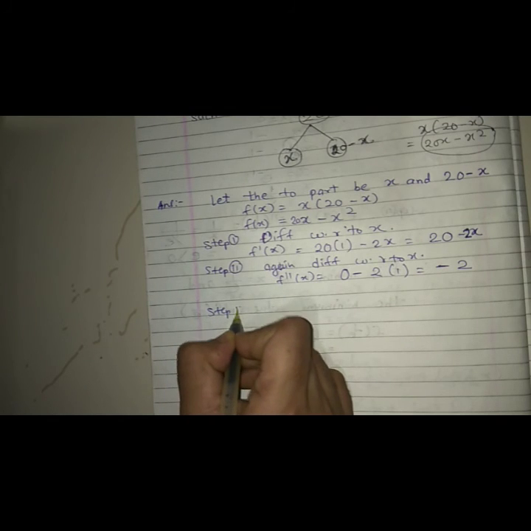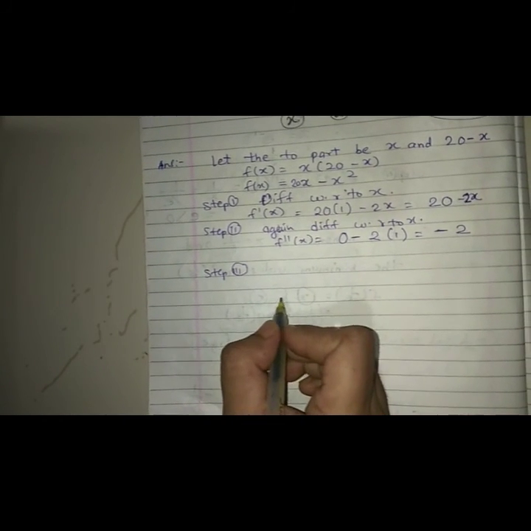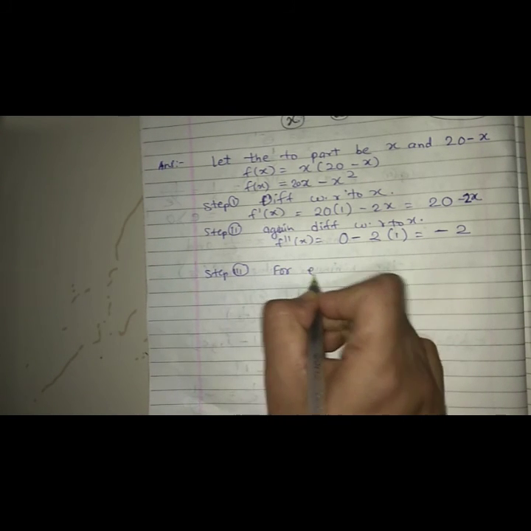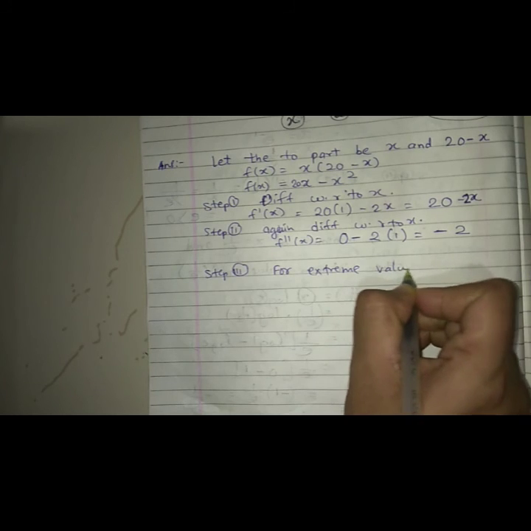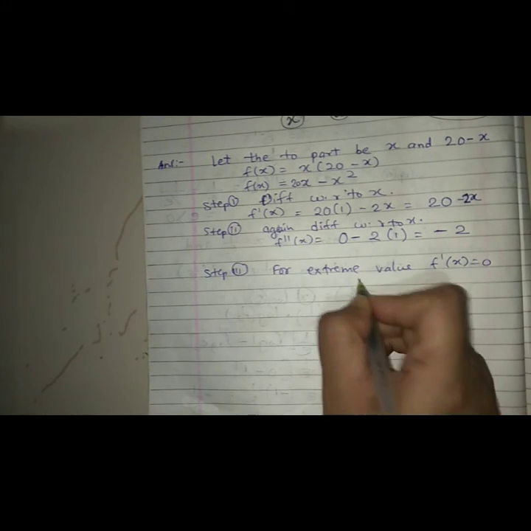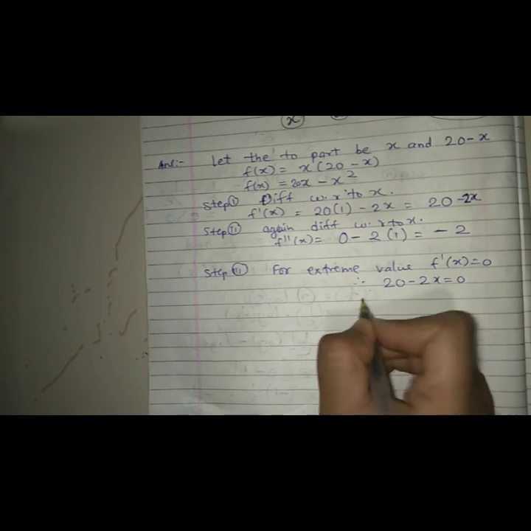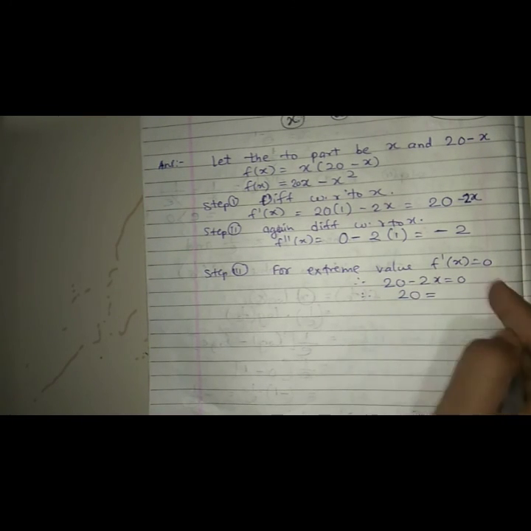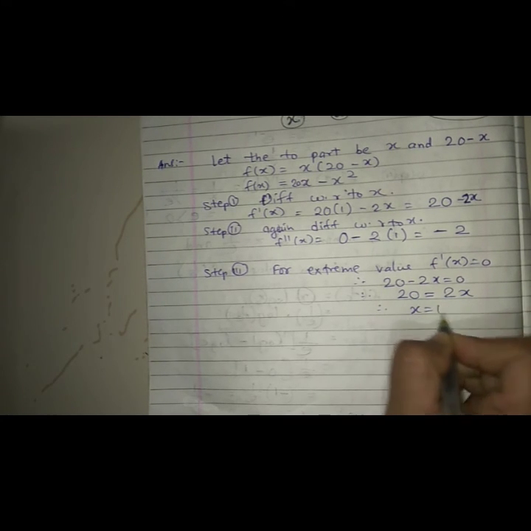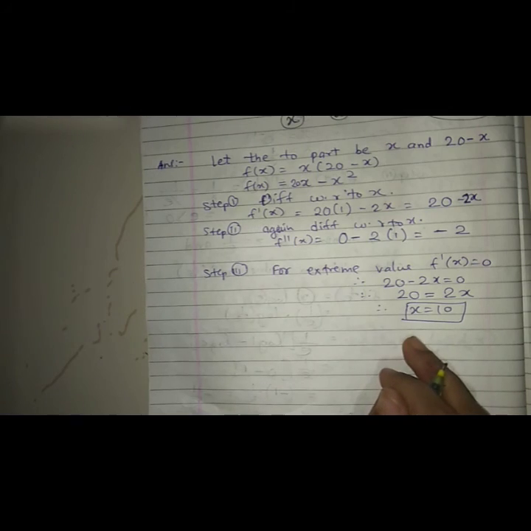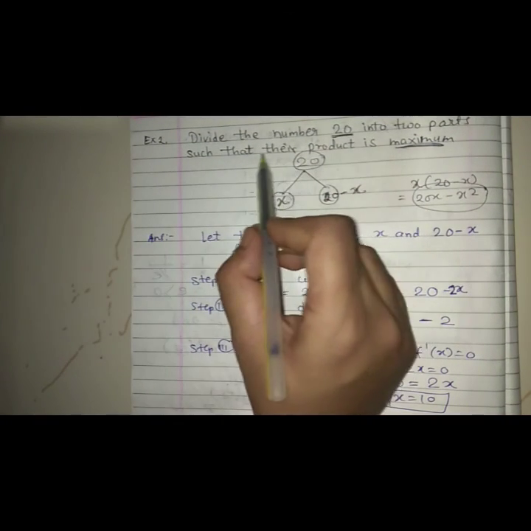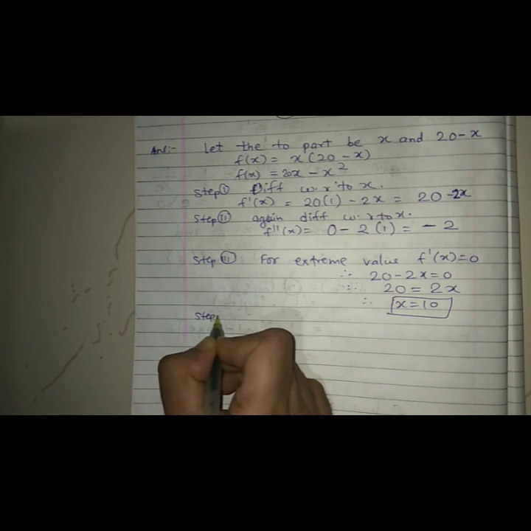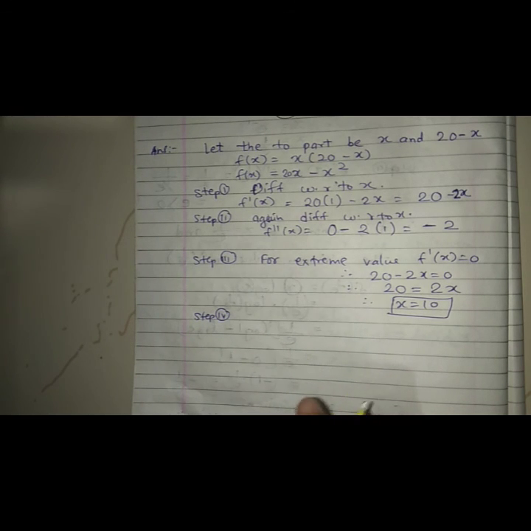Step 3: what do we have to find out? The extreme value. For the extreme value, f dash of x is equal to 0. Therefore 20 minus 2x is equal to 0, so 20 is equal to 2x. So x is equal to 10. We get the value of x, but in the sum they said that their product is a maximum. That means we have to find out whether the function is a maximum or minimum. For that we have to do step number 4, which decides whether the function is a maximum or minimum.